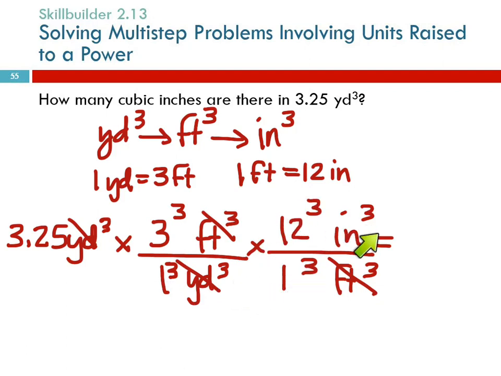So 3.25 times 3 cubed, if you wish, divided by 1 cubed, times 12 cubed, divided by 1 cubed, if you want, equals. Or 3.25 times 3 times 3 times 3 times 12 times 12 times 12 equals. So this is 151,632 cubic inches.